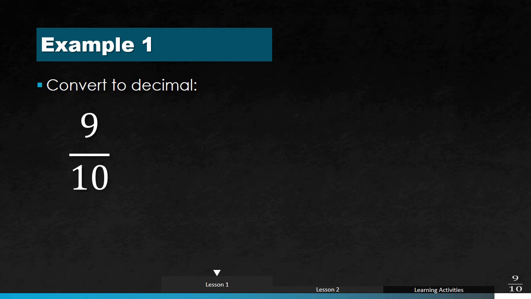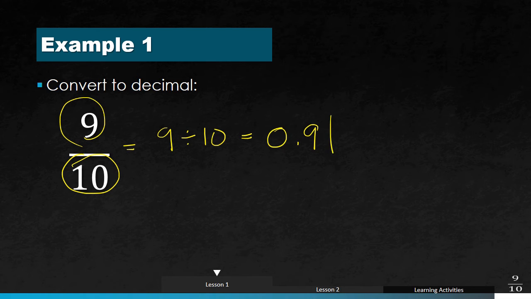Here we have example number 1. We need to convert 9 over 10 into a decimal. This is where you'll be using your calculator, so that would come in handy here. To convert this into a decimal, you simply need to divide the numerator by the denominator. So that's 9 divided by 10. Using your calculator, that will give you 0.9. This is your final answer.